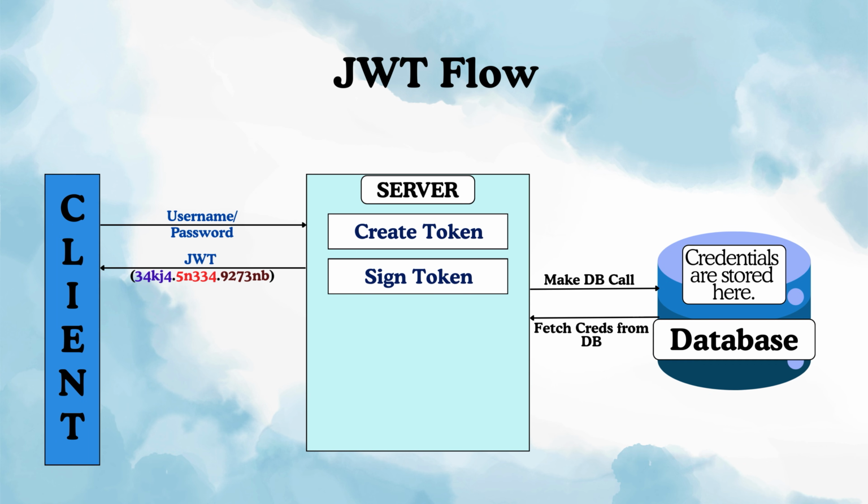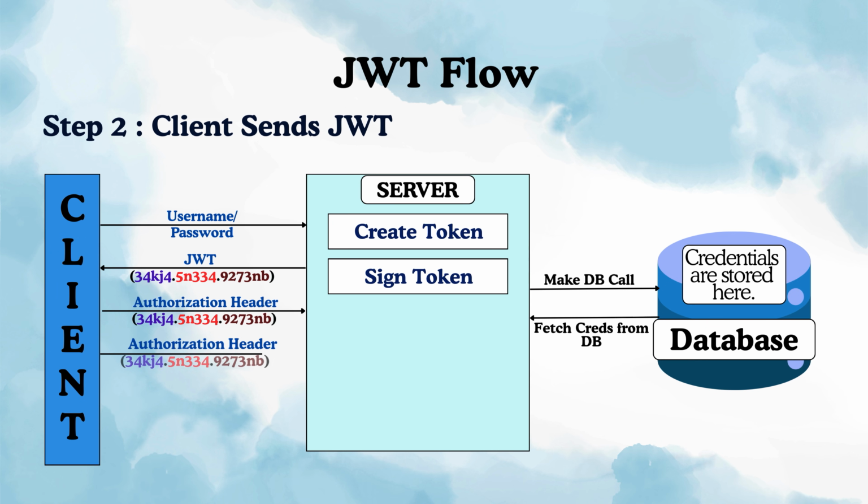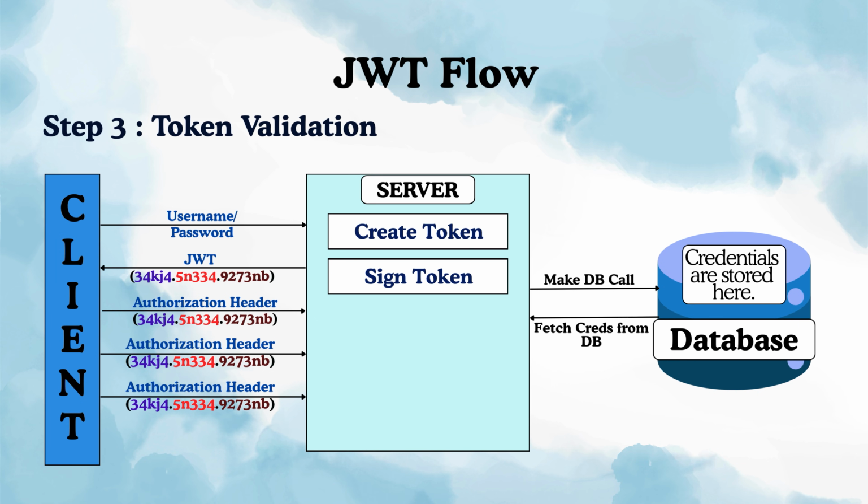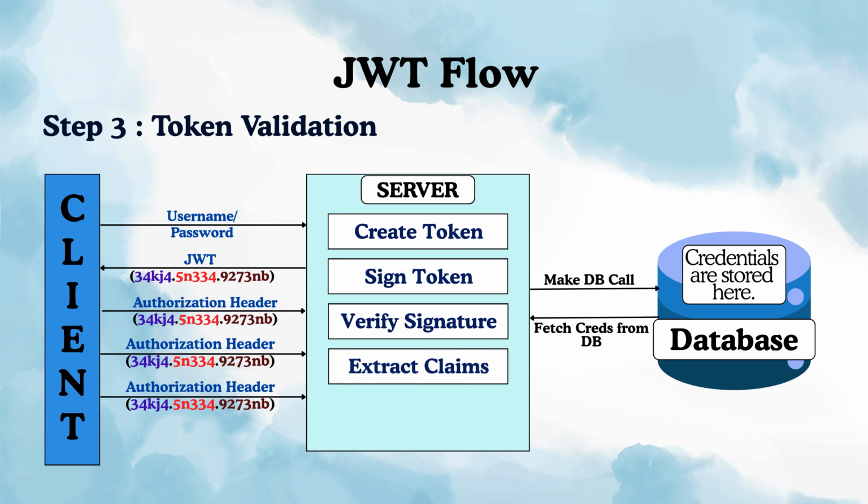Alright, step 2, client sends the JWT. From the next request onwards, the client does not send username and password. Instead, it sends the JWT token, usually in the authorization header. Step 3 is token validation. On the server side, we verify the JWT signature using the same secret key. If the signature is valid, the token is trusted and the claims are extracted from the payload.